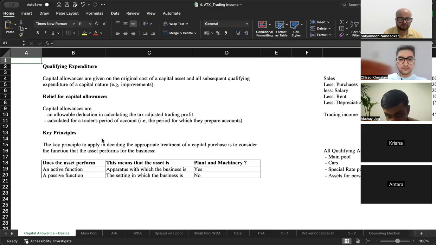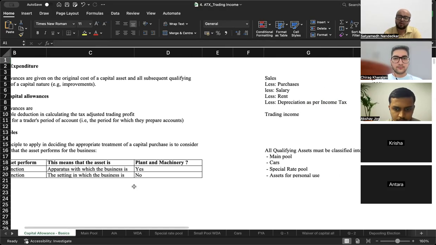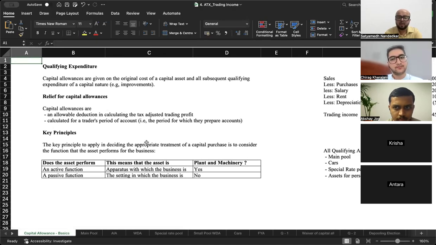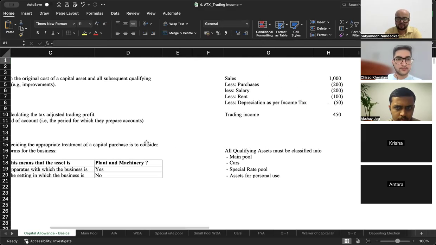Let's understand. Capital allowances are given on the original cost of a capital asset and all subsequent qualifying expenditure of a capital nature. Capital allowances basically is, as I have been saying again and again, income tax wala depreciation. ठीक है. And while calculating the trading income, you are allowed to subtract the capital allowances. They are basically given on the amount of investment in capital assets.